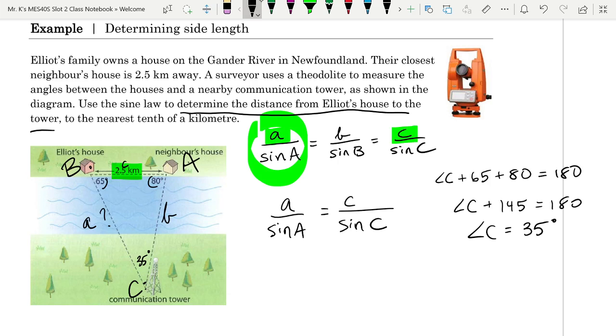And now I know 3 out of the 4 parts in my formula. This formula has 4 numbers: side A, angle A, side C, angle C. I know 3 of them, so I'm going to put them in. I don't know A yet. That's what I'm looking for. But I know angle A is 80 degrees, the neighbor's house. Side C is 2.5 kilometers. And angle C, I just figured out, is 35 degrees.